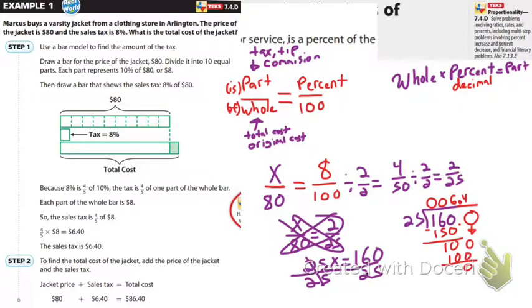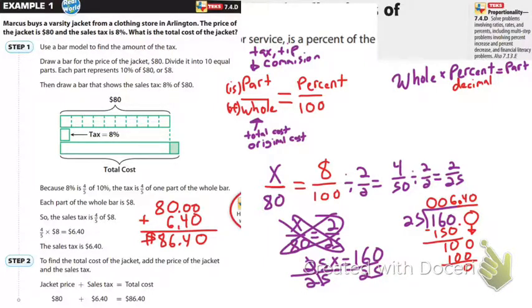So we've already found what 8% of $80 is. It's $6.40, because whenever we're working with money, you need to go up to the hundredths. But is that my answer? No, because the question was asking what is the total cost of the jacket. If that jacket is originally $80 and the sales tax on that is $6.40, to find the total cost or the sales price that you're going to pay, you have to add the two. You end up getting $86.40. So that is your answer.